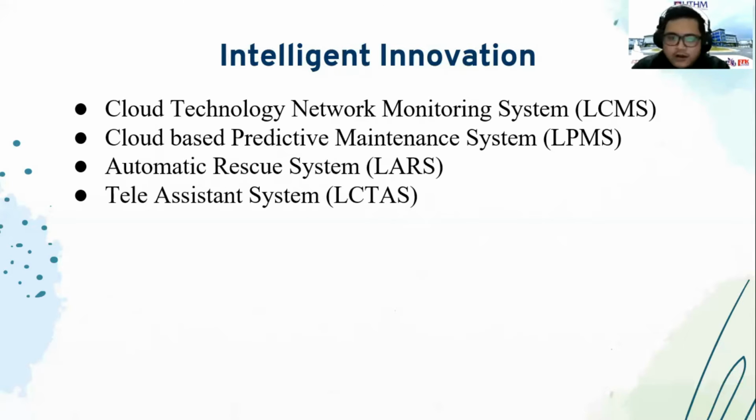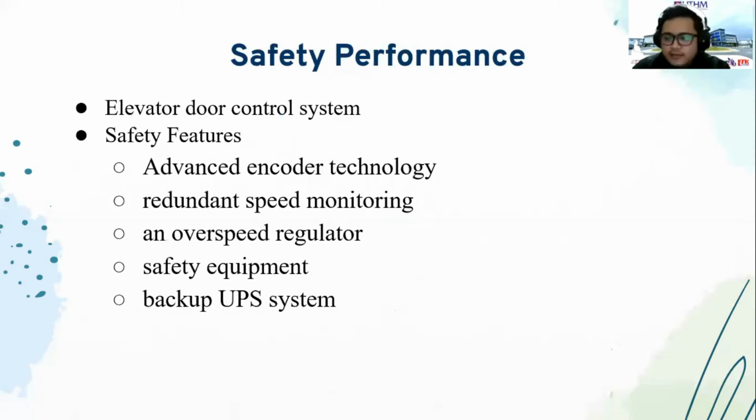Okay, for the next slide is our safety performance. This is our safety features for our lift, which first is the elevator door control system to ensure our passenger is not trapped in the cabin. And then other safety features such as advanced encoder technology, redundant speed monitoring, overspeed regulator, safety equipment, and also backup UPS system. Okay, for the last part of my presentation is our environmental friendliness.